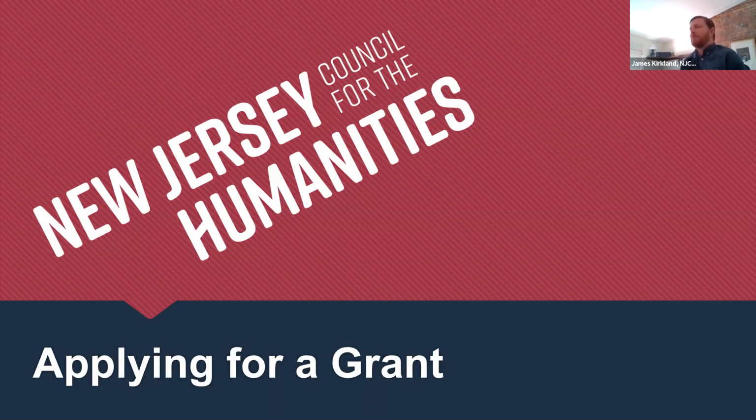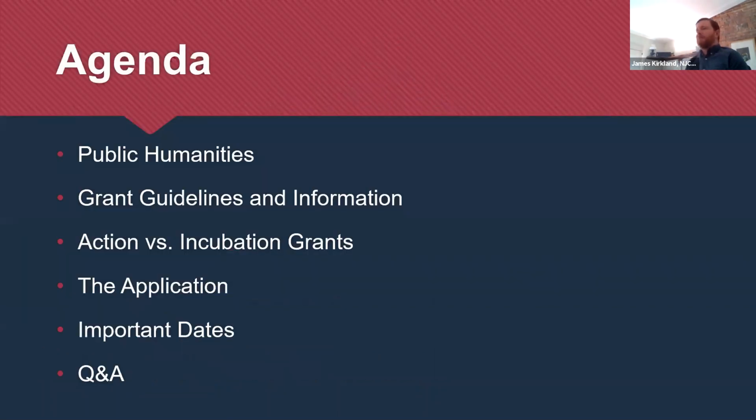So today's workshop is going to be a high-level overview of how to apply for a grant. We're going to cover some really basic things. What are the public humanities? Some information about where to find our grant guidelines, the difference between action and incubation grants, because that's a very important question that you'll need to decide as you are applying, and going over the application itself, just a high-level overview so you can have an idea of what to expect, so you can prepare in advance. Some important dates, and at the very end, we'll have a space for Q&A.